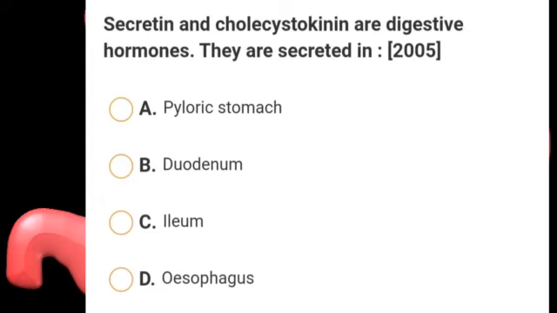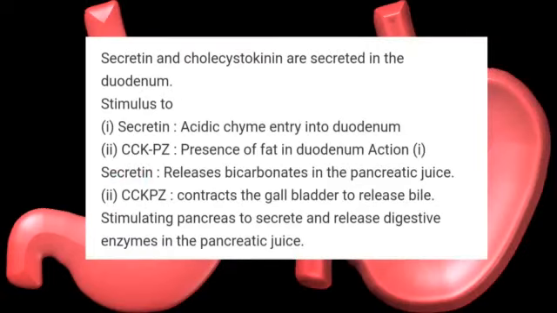The next question was asked in 2005. Secretin and cholecystokinin are digestive hormones. They are secreted in: pyloric stomach; duodenum; ileum; or esophagus. Secretin and cholecystokinin are secreted in the wall of the small intestine, not in the stomach. The small intestine is divided into different parts, and these hormones are secreted in the duodenum.